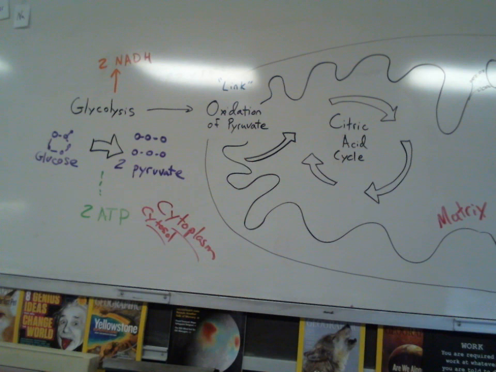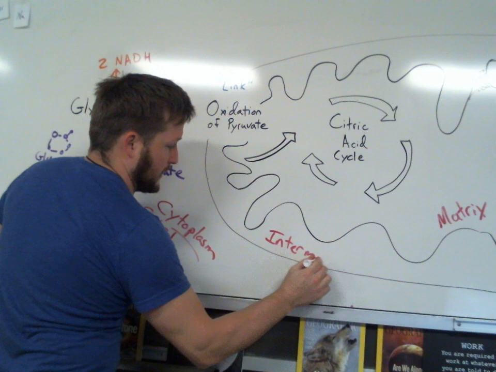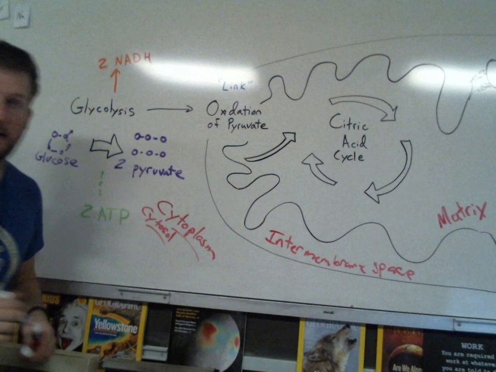Do you guys understand that? We have a membrane. I'm going to draw my phospholipids. So we have two membranes. A lot of the larger organelles have two membranes. So, pink again, this is our intermembrane space. It's between our two membranes.